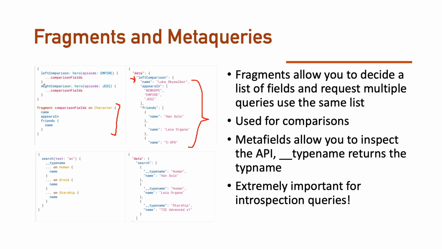That means we could create really complex queries fairly easily, especially if we want to compare two pieces of data together. GraphQL makes it really flexible to do that. The next point is that meta fields allow you to inspect the API. For example, __typename returns the name of the type. And these two concepts, the idea that you can query not just the data, but the database itself, the schema, the underlying structure, make it possible to do something called introspection.